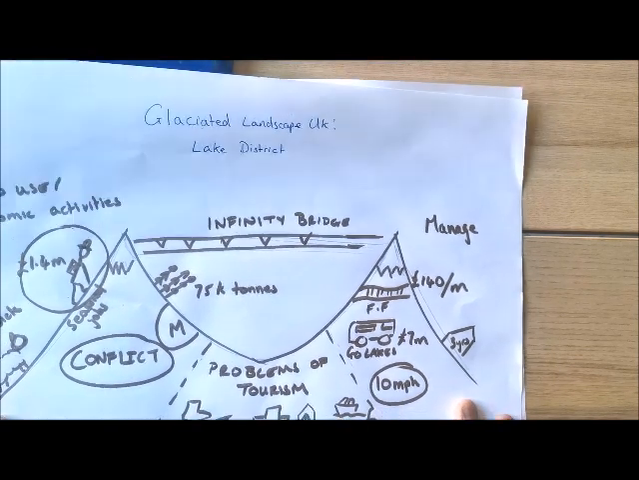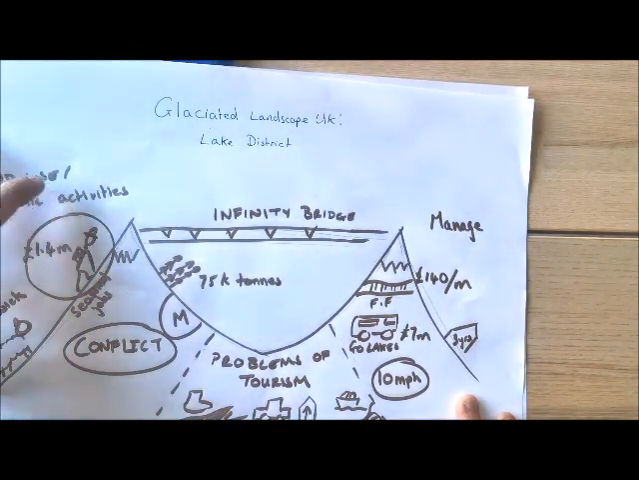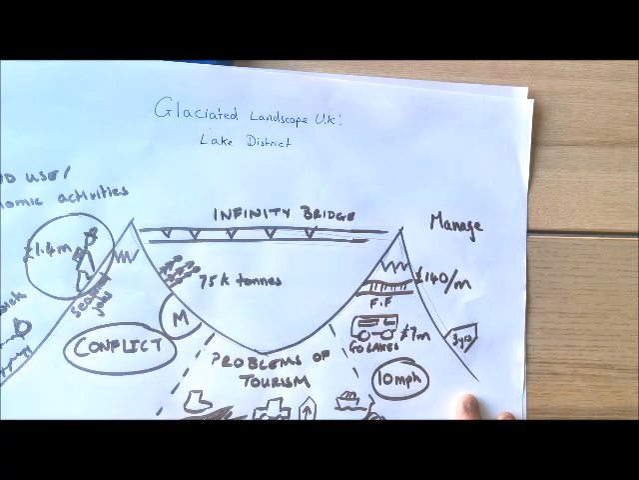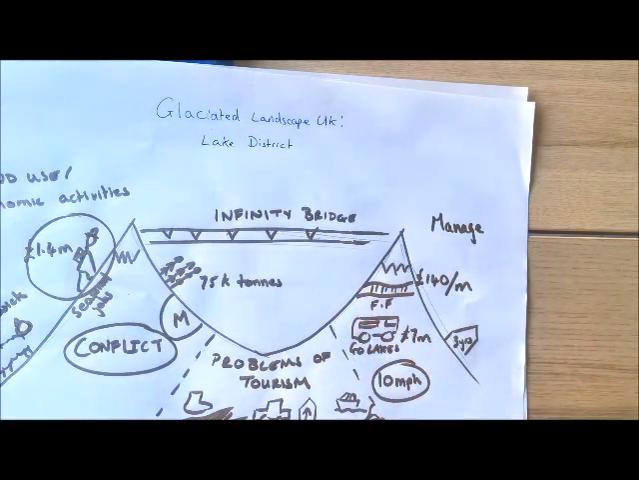There's our case study diagram, okay, for a glaciated landscape in the UK. We've got our land uses and our economic activities, the problems that our major economic activity, tourism, creates, and some of the ways that we're trying to manage that.